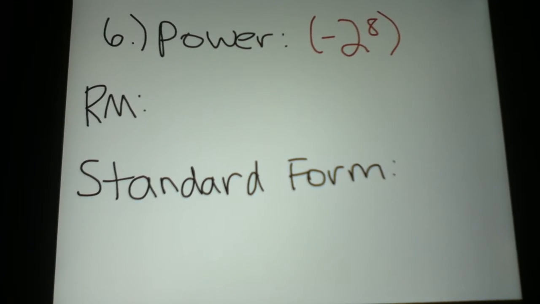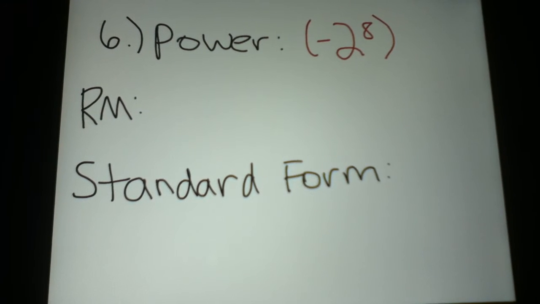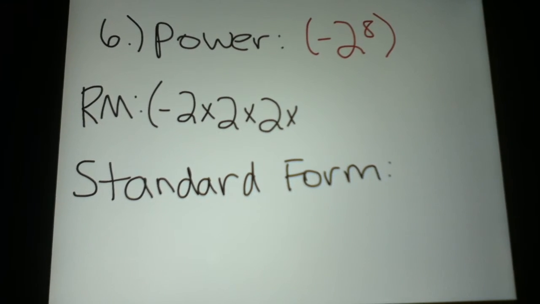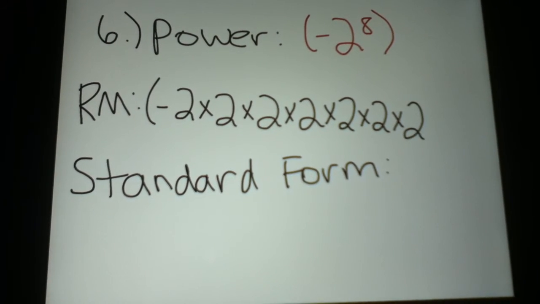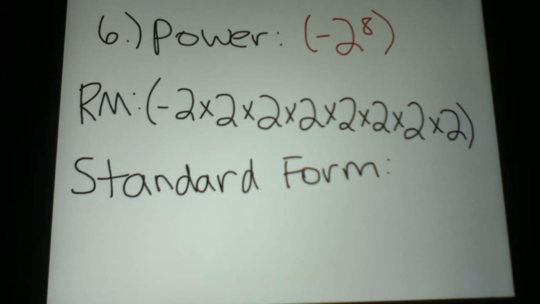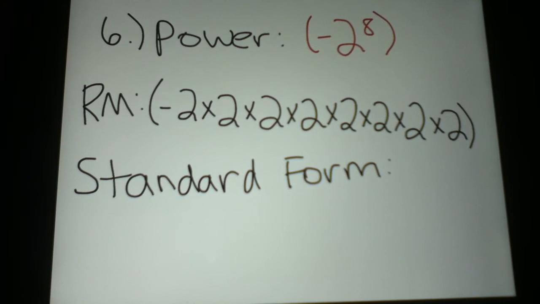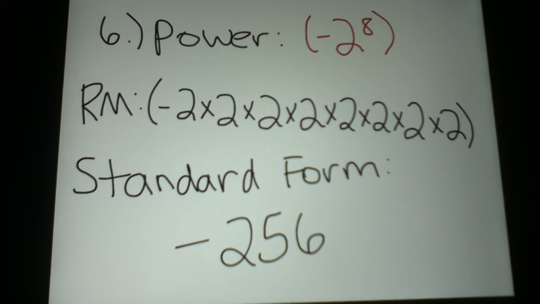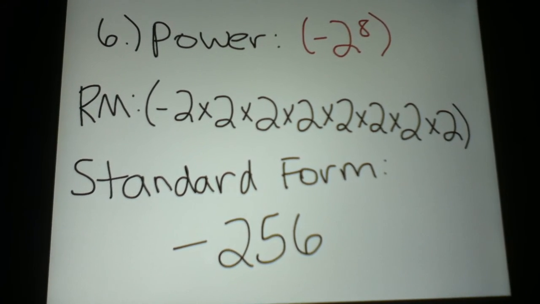The final example is negative 2 to the power of 8. Notice how both the base and the exponent are included in the brackets, so the repeated multiplication will look like this. Everything is in the brackets because in the power, both the negative symbol and the power are in the brackets. In standard form, it will be negative 256. It is negative because, unlike example 4, the exponent is in the brackets, making the answer negative.